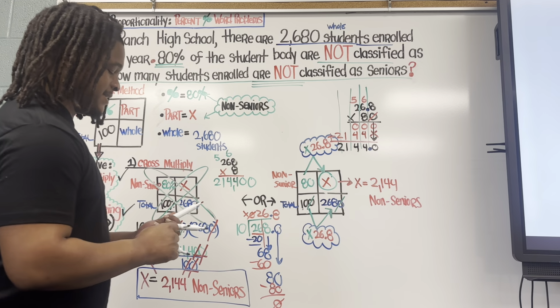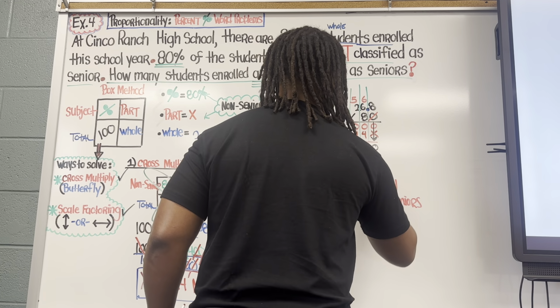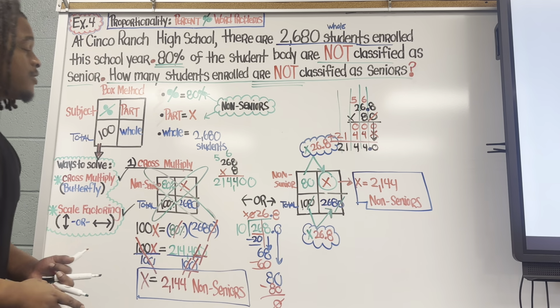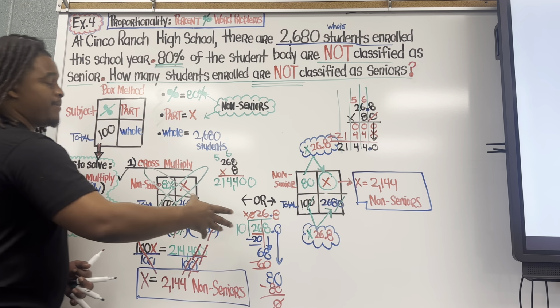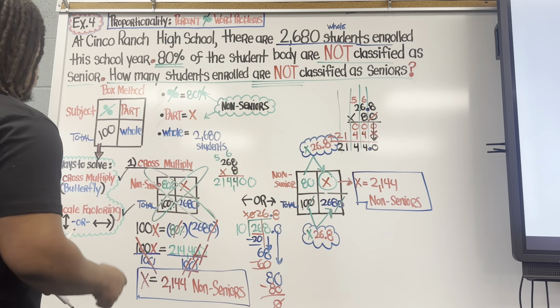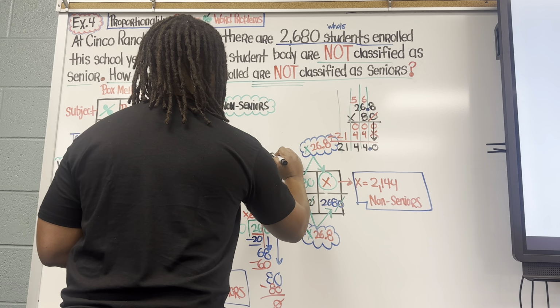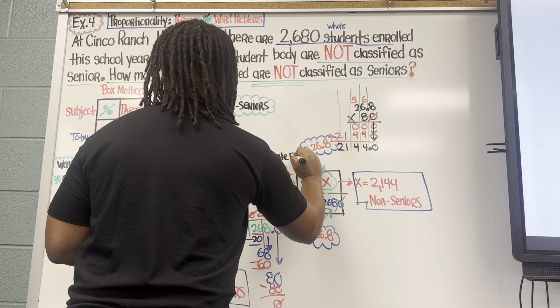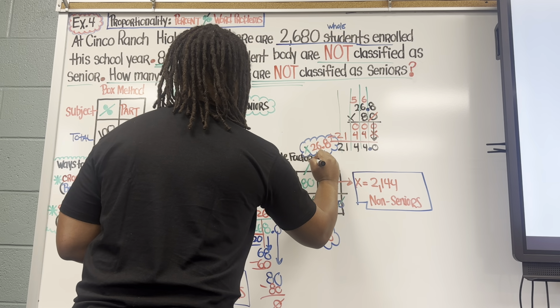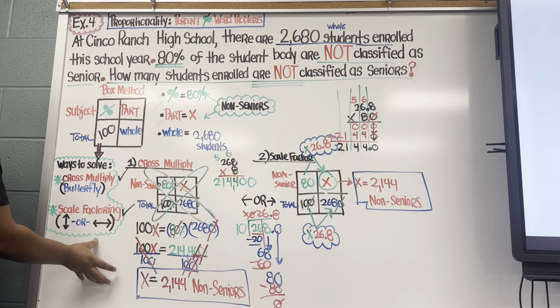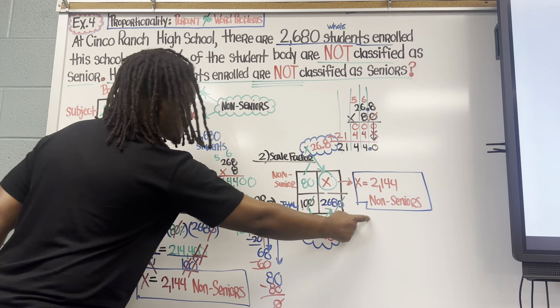So once again, guys, these are two ways you can solve by using the box method. Either you can use the box method to cross multiply, or you can use the box method to do scale factor, okay? And let me put that over here, that's scale factor. So either way, guys, cross multiplying or scale factor, as you can see, we got the same answer, okay?